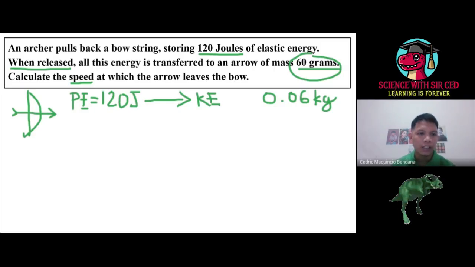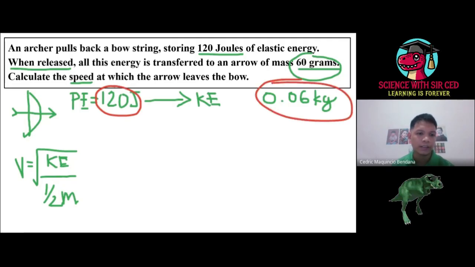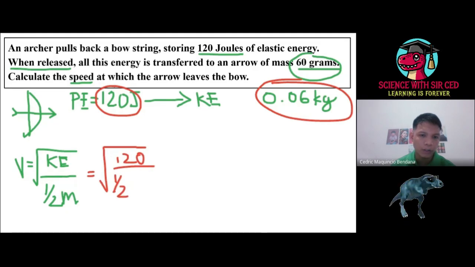Now, the variable we are looking for is speed or velocity. Okay? So velocity can be calculated by square root of KE divided by 1/2 mass. Now, let's make sure if everything is present. Do you have KE? Yes. They are the same. Do you have mass? Yes. So everything is present, just substitute. Square root of KE is 120 divided by 1/2 of 0.06.